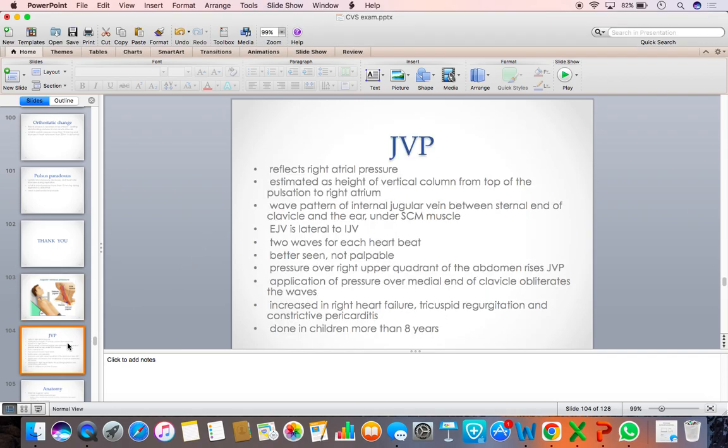JVP or jugular venous pressure reflects the right atrial pressure changes. So how is it estimated? It is estimated as the height of the vertical column from the top of the pulsations to the right atrium. So that means you are observing the internal jugular vein pulsations on the right side. Measure the height of the vertical column from the top of the pulsations to the right atrium.